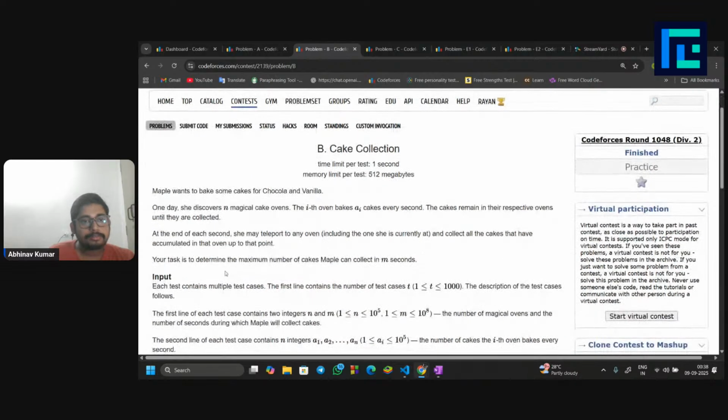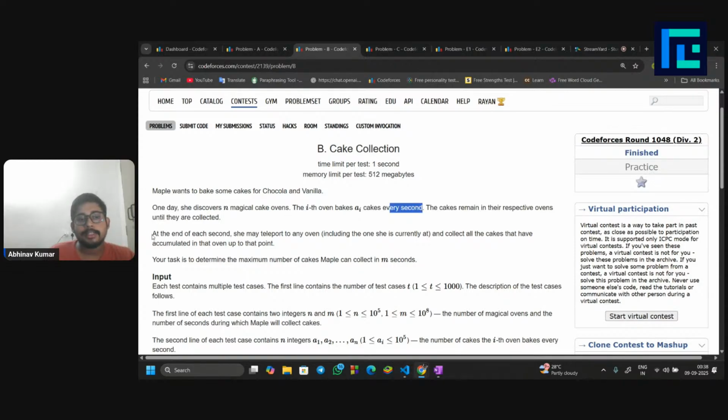Okay, so the second problem is: Maple wants to bake some cakes, chocolate and vanilla. One day she discovers n magical cake ovens. The ith oven bakes A_i cakes every second. The cakes remain in their respective ovens until they are collected. So basically there are n cake ovens, and for every oven there is a value given in the array A_i, the number of cakes baked every second by that particular oven.